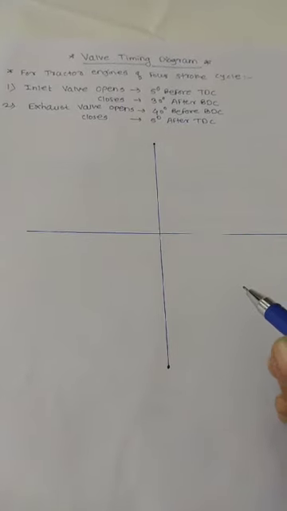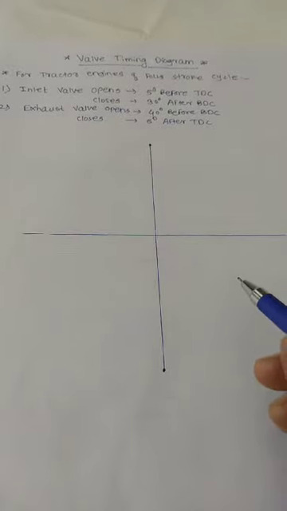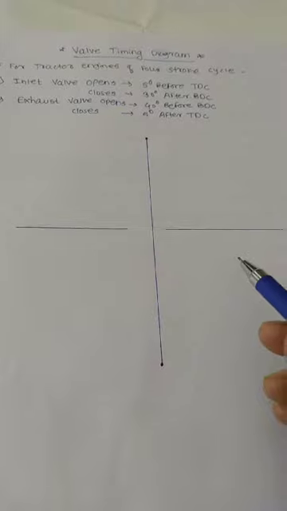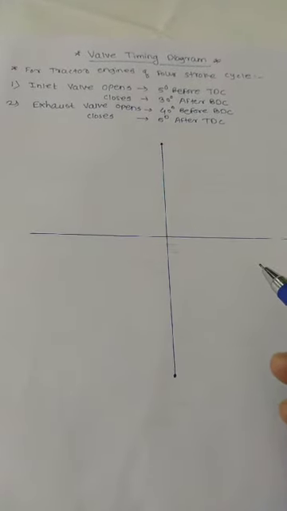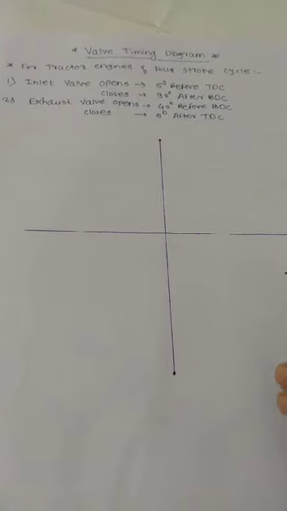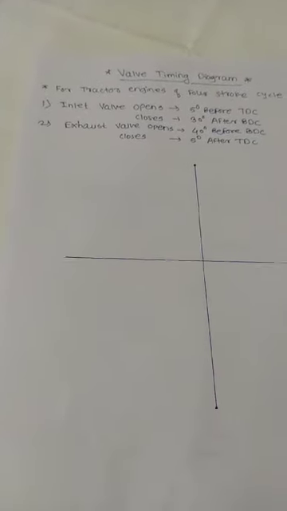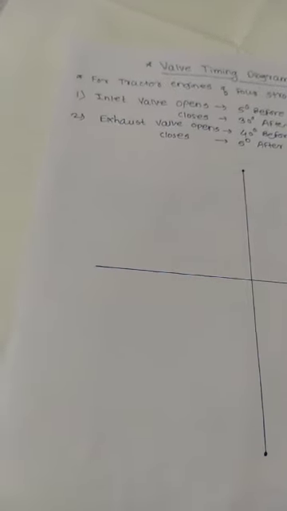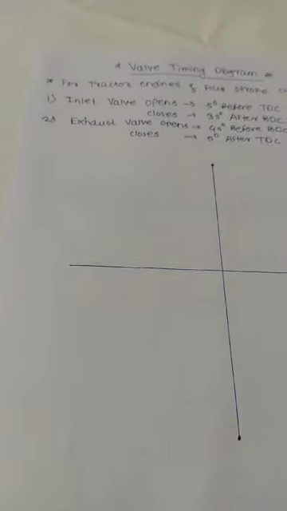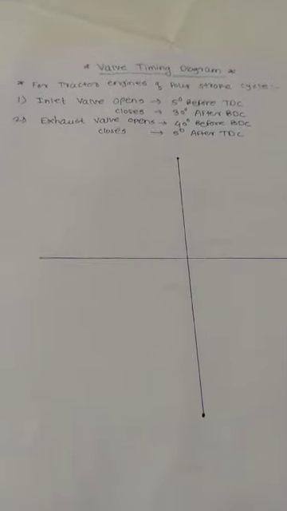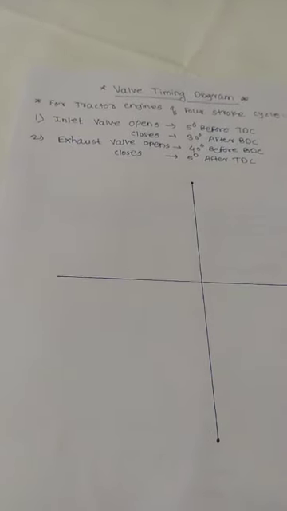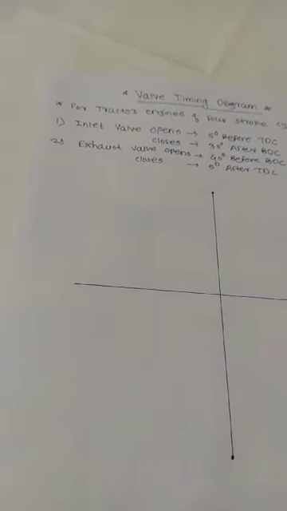Good morning, friends. Now we will discuss the valve timing diagram of an engine. Here we consider the tractor engine's four-stroke cycle. As we know, the valve timing diagram is a diagram of crank rotation on which the times of opening and closing of the inlet and exhaust valves are shown. In this diagram, we will show the opening and closing positions of the inlet and exhaust valves.